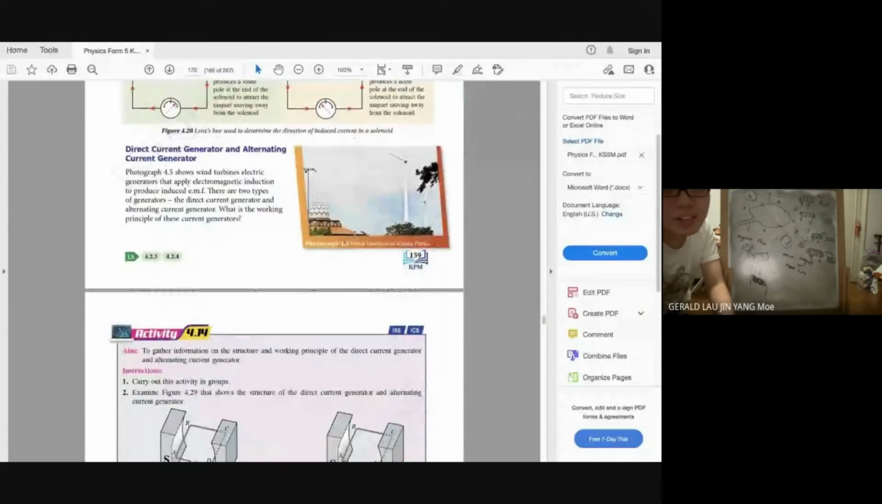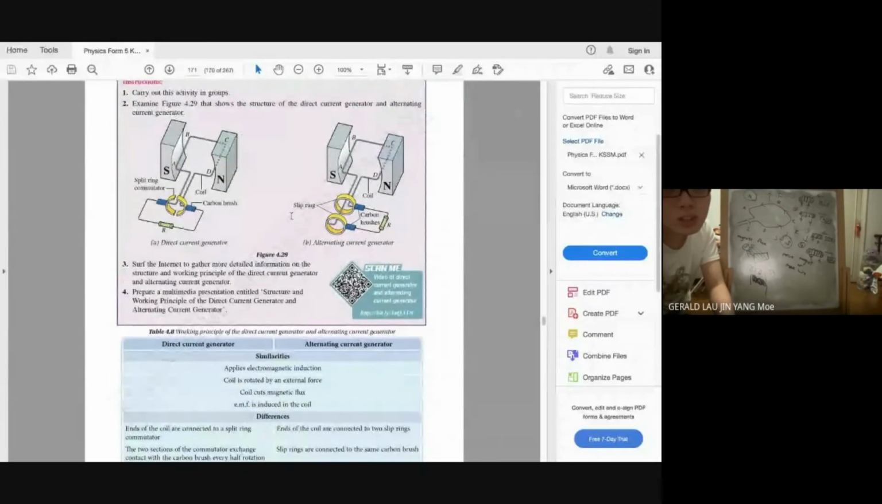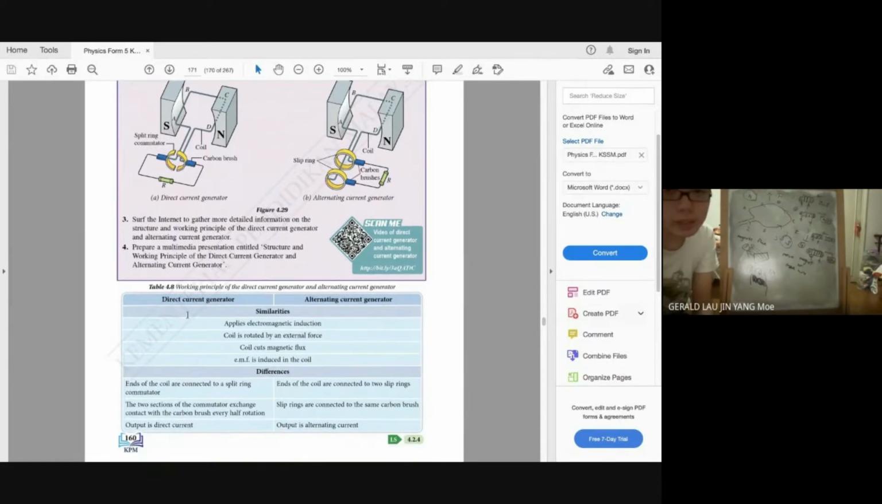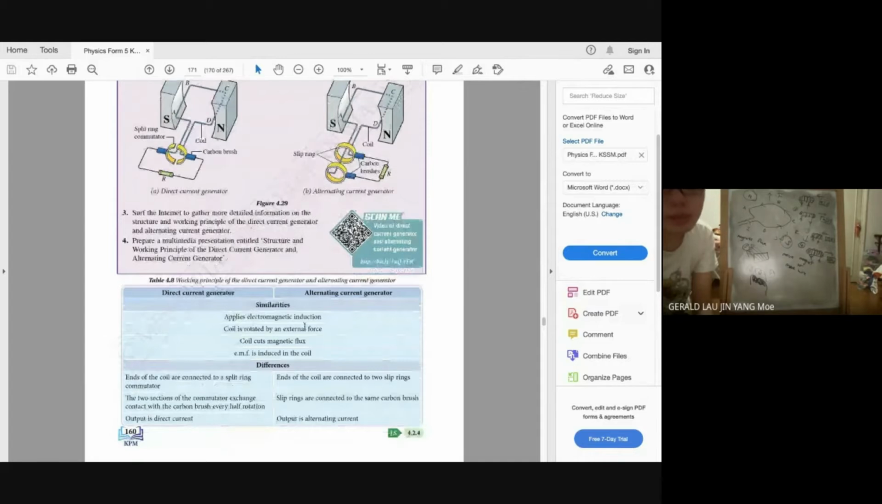Okay, direct current generator and alternating current generator. So this will be referring to the dynamo. Now you look at the difference. Direct current is similar to what we learned just now. You have a carbon brush, but this one will be slip rings. So the similarities are that it uses electromagnetic induction. The coil is rotated by an external force. The coil cuts the magnetic flux. EMF is induced in the coil.